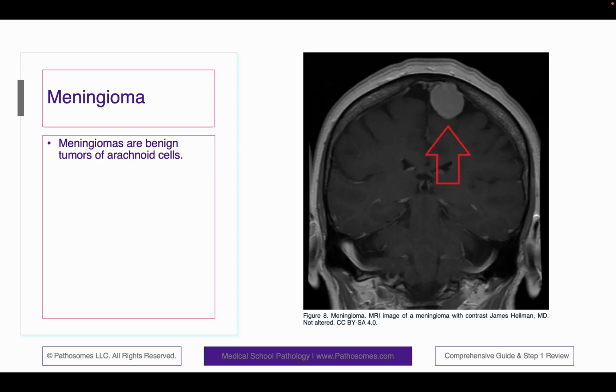Now let's talk about another lesion that you must know. Meningioma, okay? Meningiomas are benign tumors of arachnoid cells. And here we can see an MRI of a meningioma. They have a classic distinct look, which makes them great for test fodder.